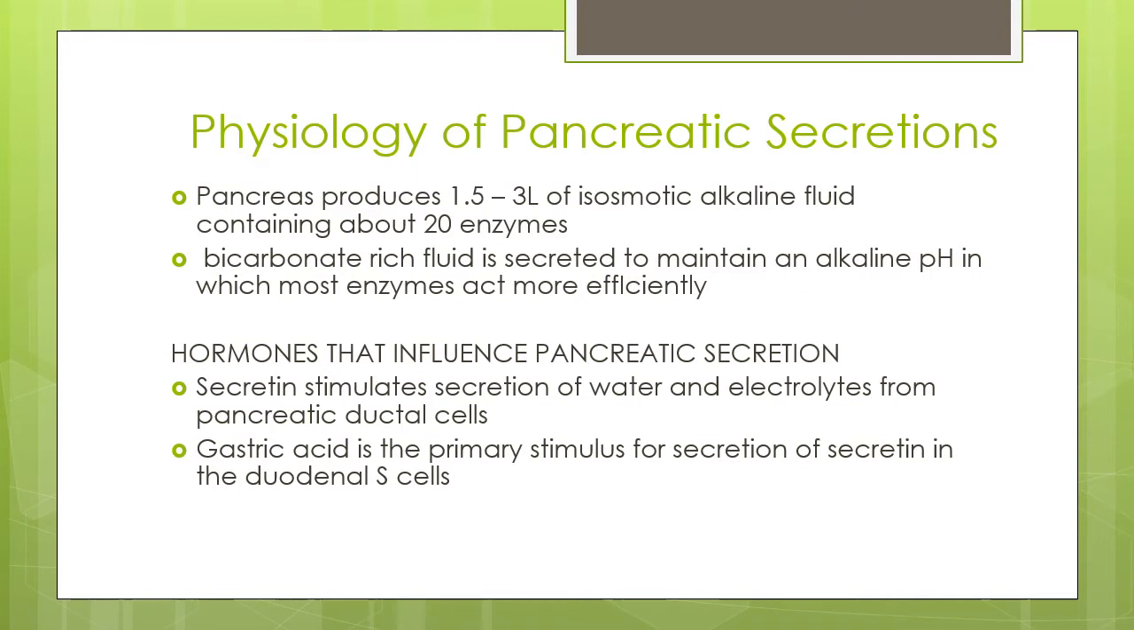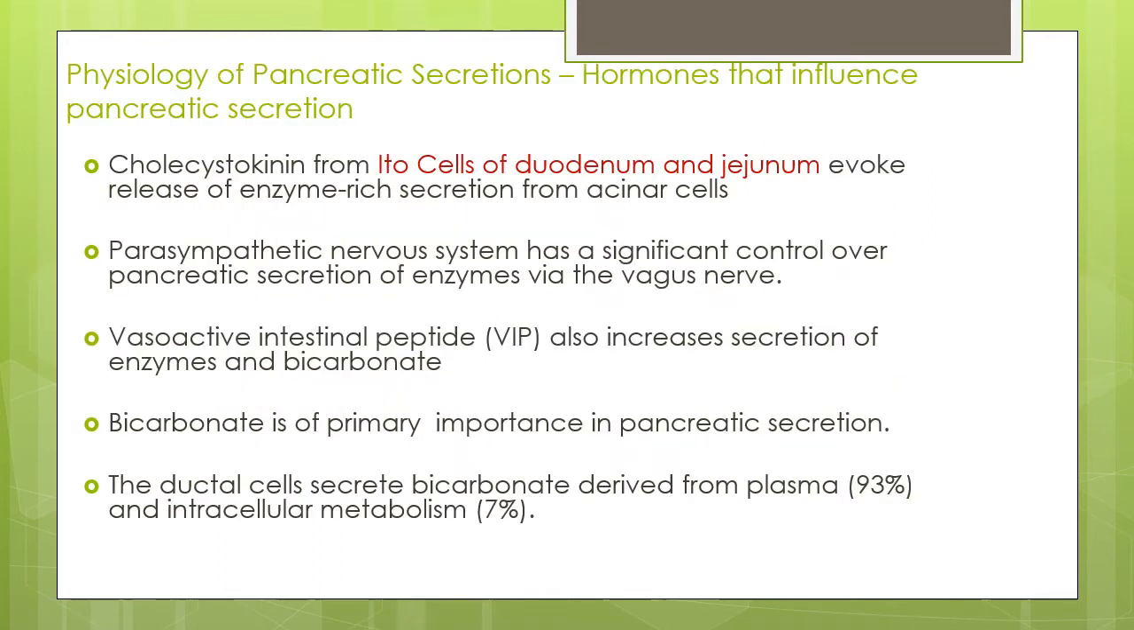Pancreatic secretion is influenced by secretin, which stimulates water and electrolyte secretion, and gastric acid is the primary stimulus for the secretion of secretin. Other hormones that influence pancreatic secretion are your cholecystokinin, acetylcholine from the vagus nerve, and your vasoactive intestinal peptide. The bicarbonate secreted comes mainly from the plasma.